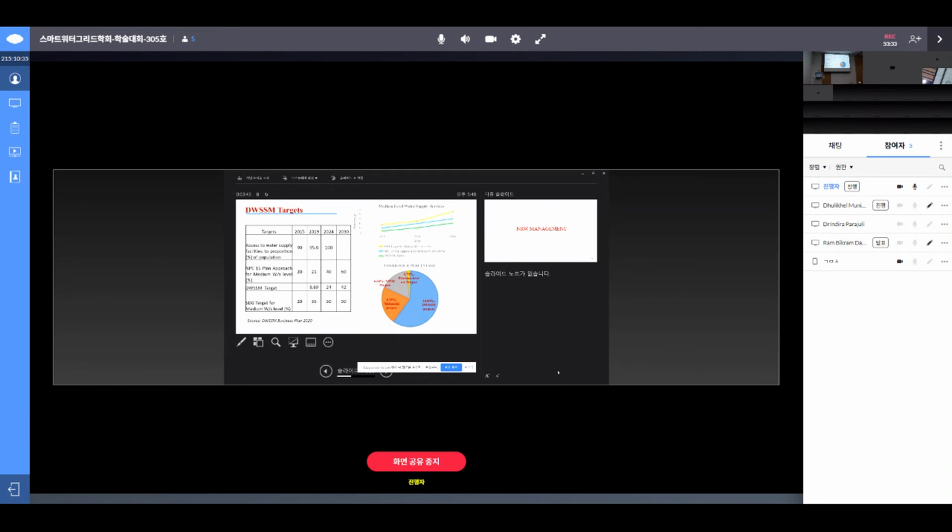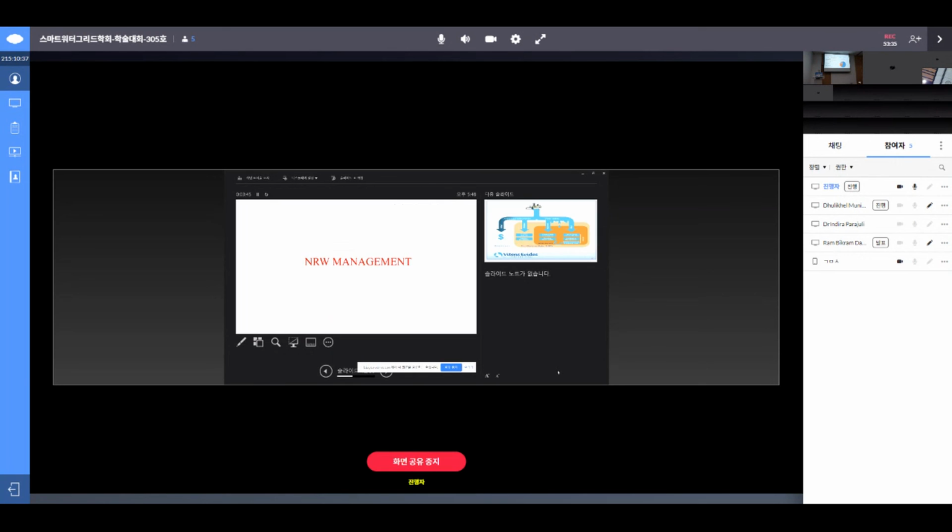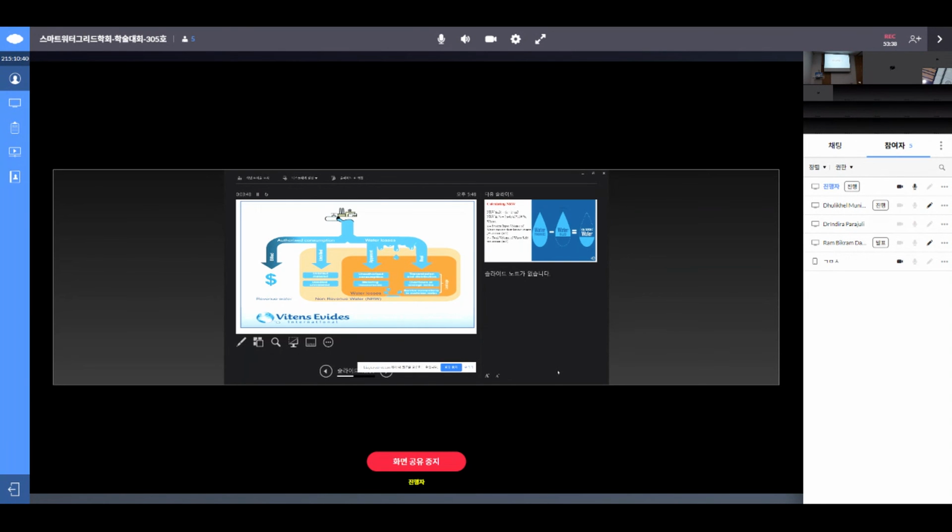So this has been taken from the source of DW in this plan. So what is NRW? This is just a pictorial view of NRW management. What is NRW, what is non-revenue water, what is revenue water? This is the basic concept that most of us know. This is just a picture view.